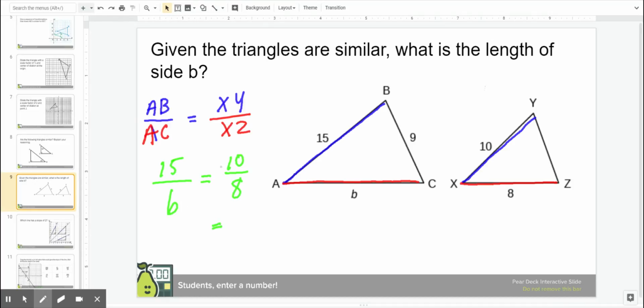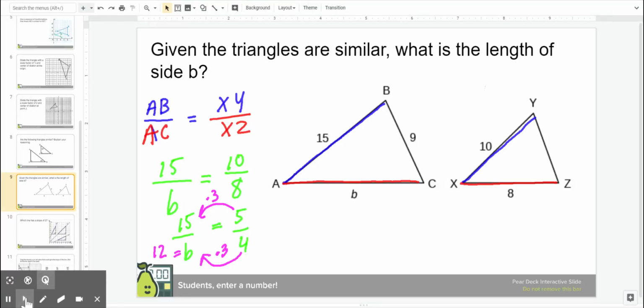So this is kind of a little bit difficult to see at first, but if we can reduce this fraction here, 8/10, we can divide both numbers by 2 because they're even numbers. And we get 5 over 4 is going to be equal to 15 over B. Well, we know that 5 times 3 is 15. So whatever we do to the numerator, we have to do to the denominator. So we're going to scale it by 3. So B has to be 12. So the length of side B is 12.